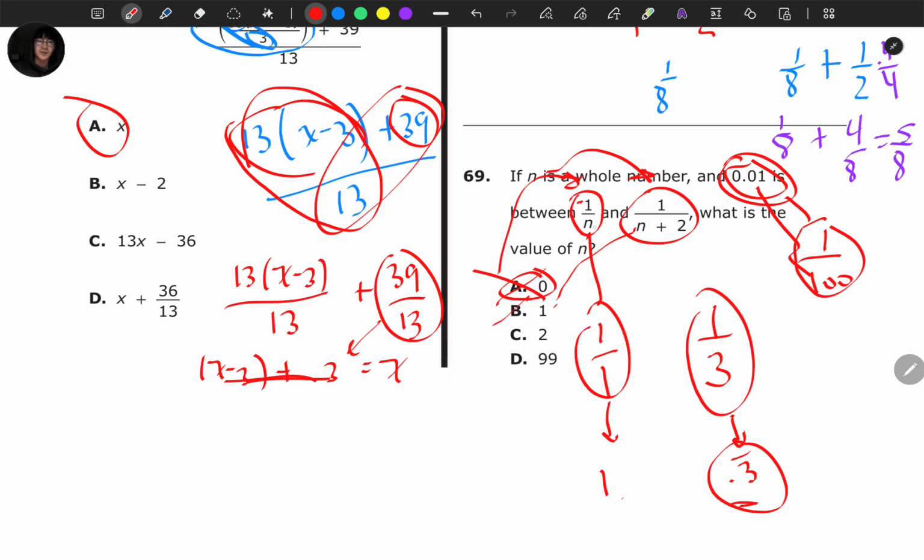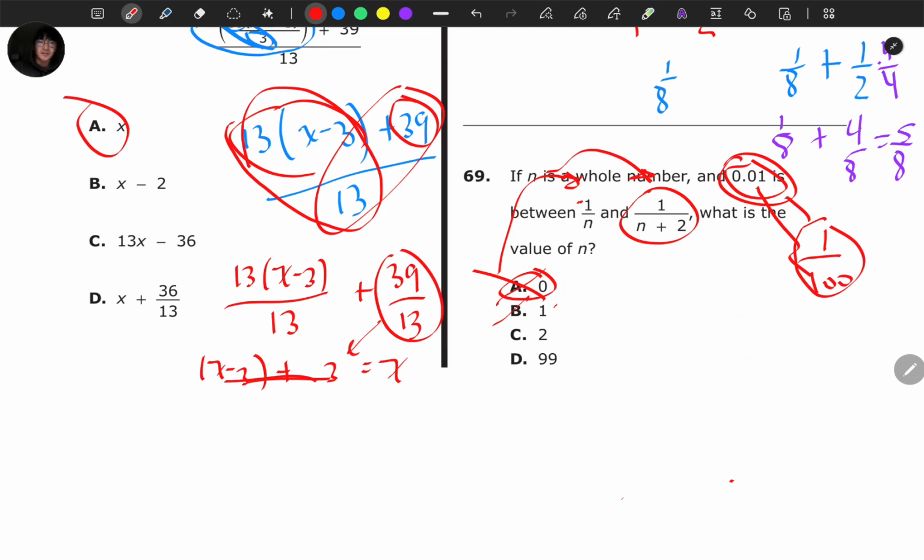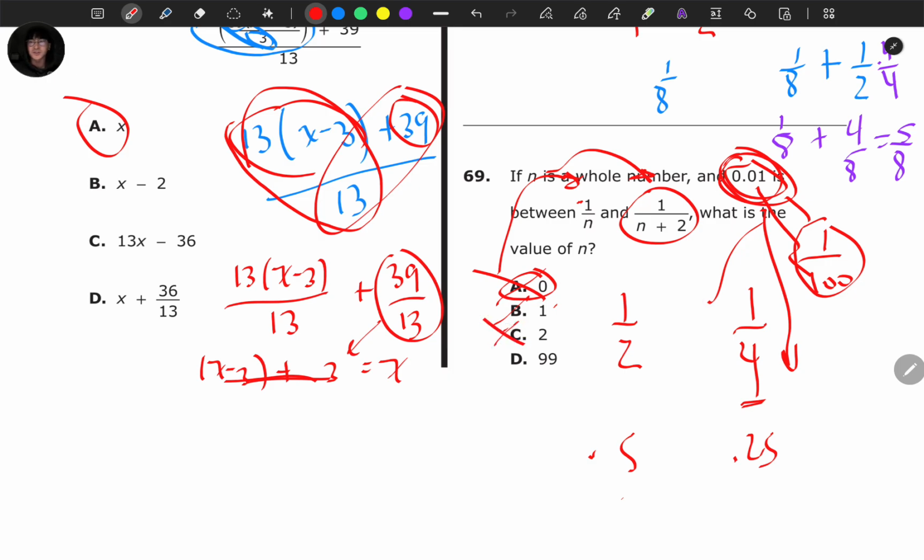Similarly for 2, if I let n equals 2, that's going to be 1/2 and 1 over 2 plus 2, which is going to be 1/4, right? The smaller of the two is this, which is 0.25, and the bigger is 0.5, but similarly 0.01 is not in between these, so it can't be C. So just by process of elimination alone, you could just say it's D, right? But as a sanity check, we can do that.